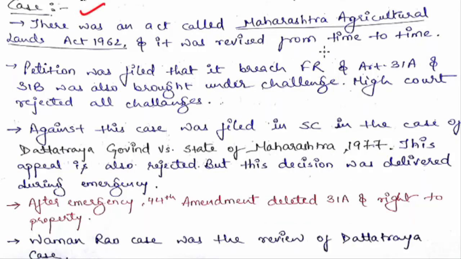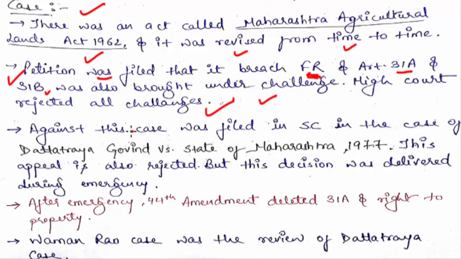There was an act called the Maharashtra Agricultural Land Act 1962, and it was revised from time to time. Amendments were made to the Maharashtra Agricultural Land Act 1962. Now a petition was filed that it breached fundamental rights. Remember, this terminology is used before the Keshavananda Bharati case, because after the Keshavananda Bharati case, anything in question must be checked for whether it is violating or damaging the basic structure or not. Therefore a petition was filed on whether it is breaching fundamental rights or not, and Articles 31A and 31B were also brought under challenge, and the High Court rejected all these challenges, right? So this had happened before the Keshavananda Bharati case.